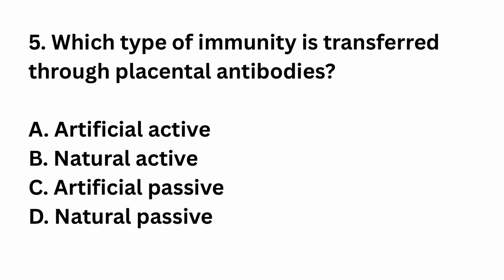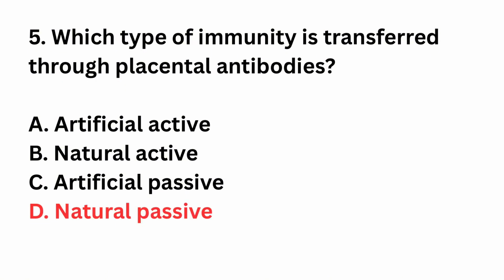Question number 5. Which type of immunity is transferred through placental antibodies? Artificial active, natural active, artificial passive, natural passive. The right answer is option D, natural passive. Maternal antibodies provide protection to the fetus. No immune memory is formed.